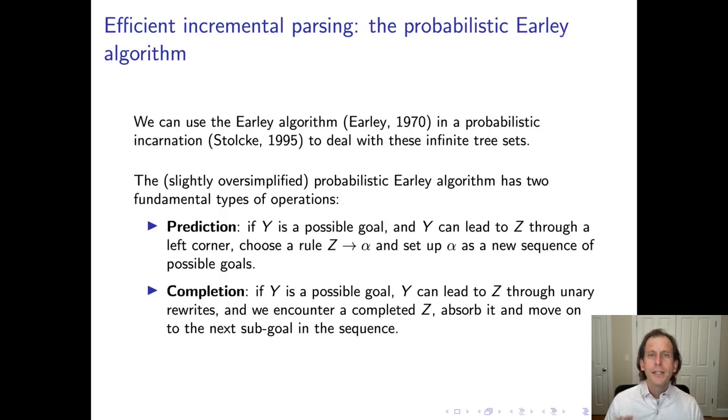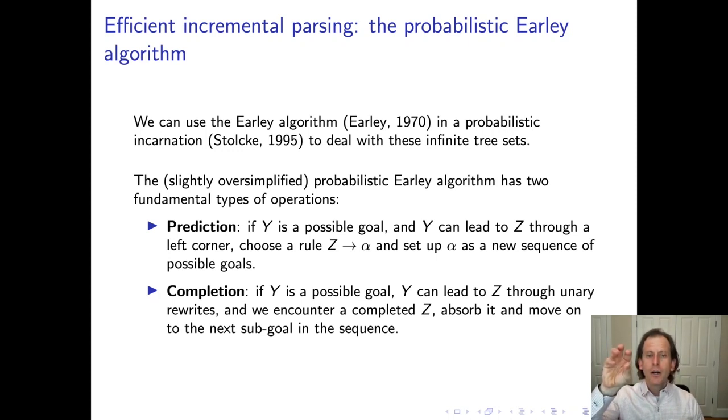And once we have this, we can set up the probabilistic Earley algorithm. And I'm slightly oversimplifying it, but this is pretty much what you got. And there are implementations around that you can use of this that just work out of the box. So with these infinite tree sets, you designate two fundamental types of operations. One of them is a prediction operation. And the idea is that suppose you're midway through parsing and you've predicted that at some point a category of label Y is likely, it may come up next.